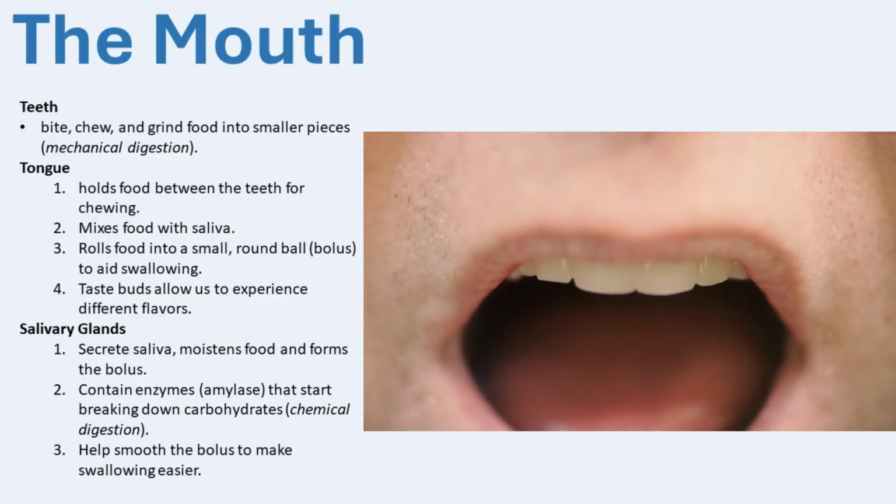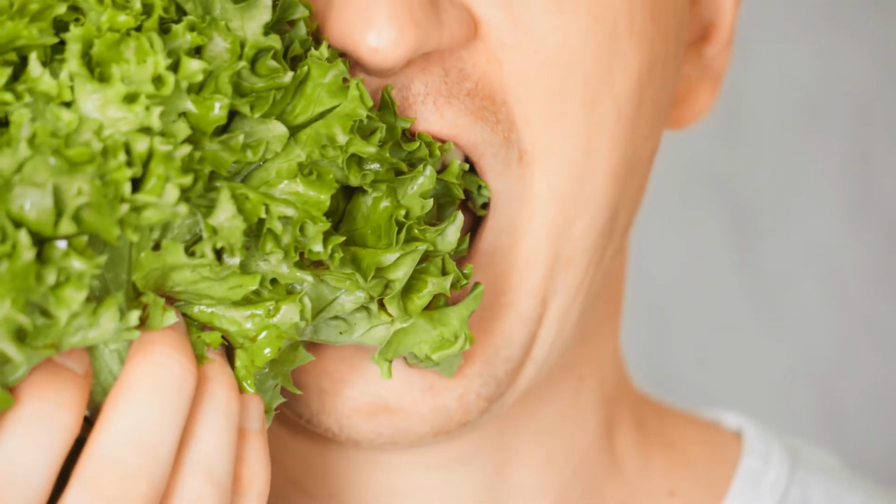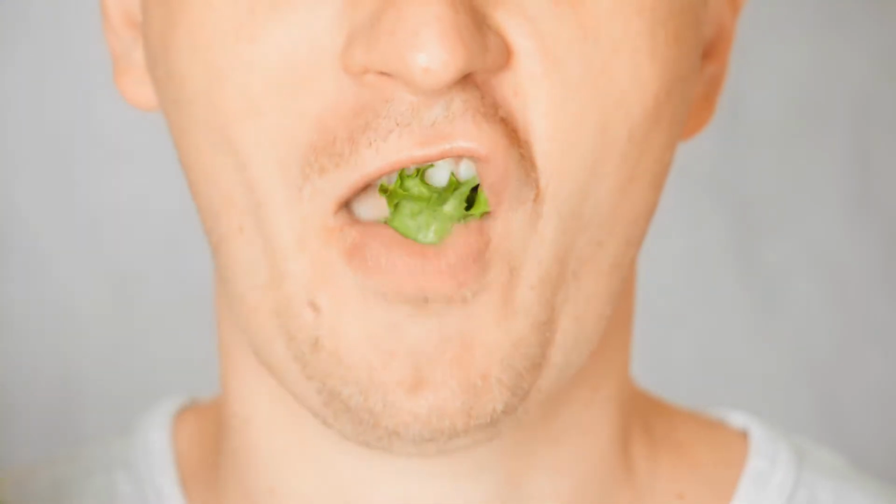The teeth are responsible for biting, chewing, and grinding food into smaller pieces, a process known as mechanical digestion. This helps break food down into manageable portions, making it easier to swallow and digest further.